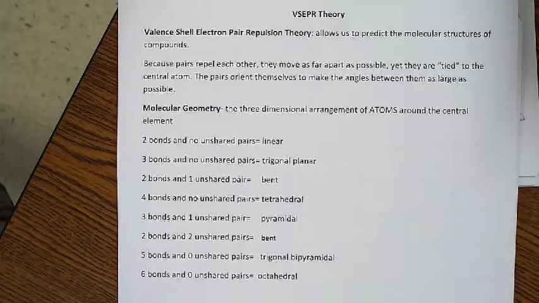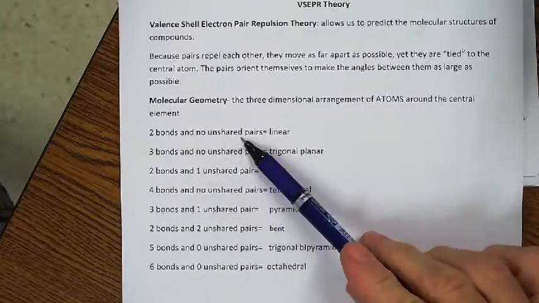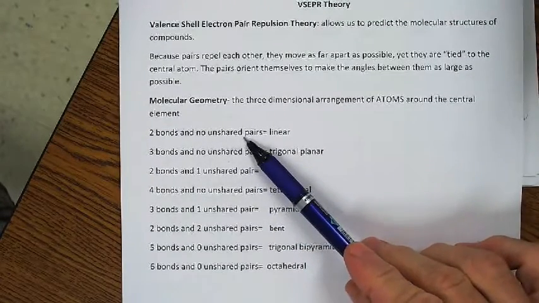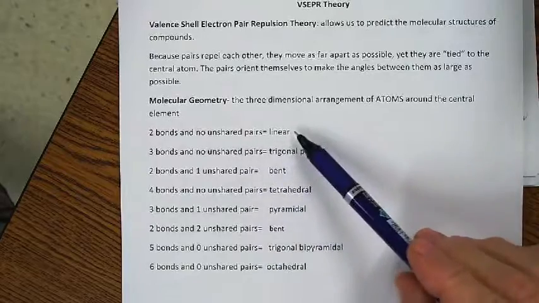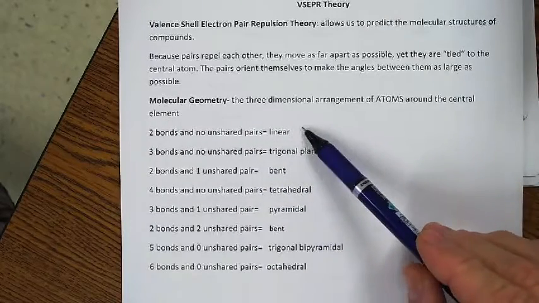And the bottom line is it says that the bonds and the lone pairs of electrons around the central atom will get as far from each other as possible in three-dimensional space, and that'll determine the shape of the molecule. And so if you know the number of bonds and unshared, or these would be lone pairs, they're not being shared in a bond, then you can determine the shape of that molecule.